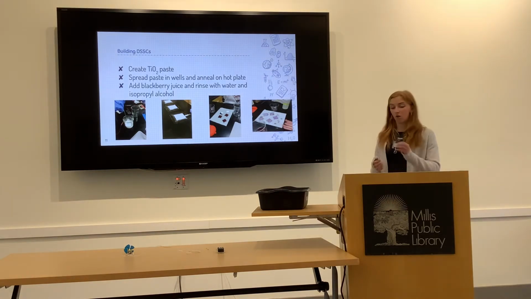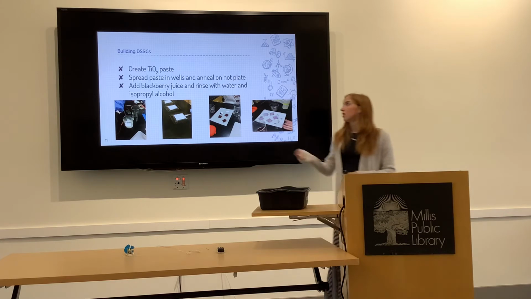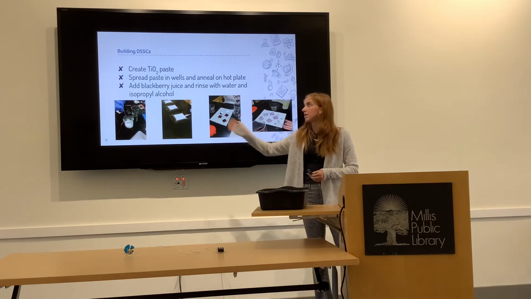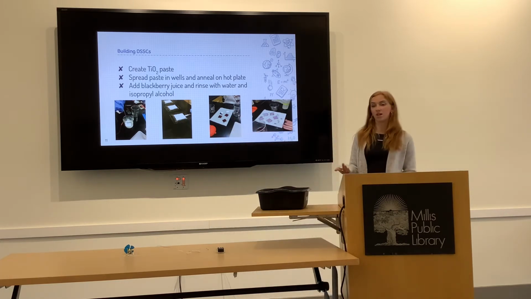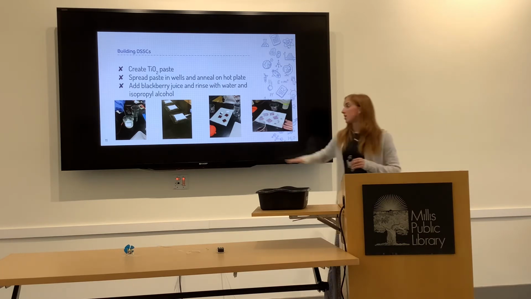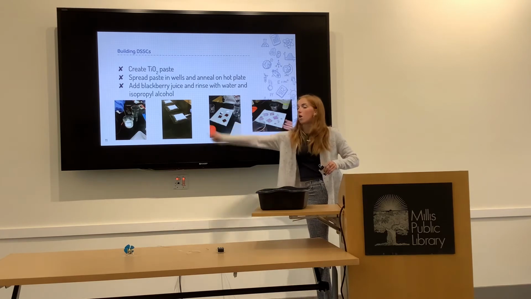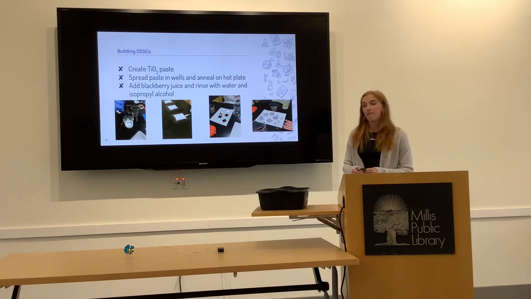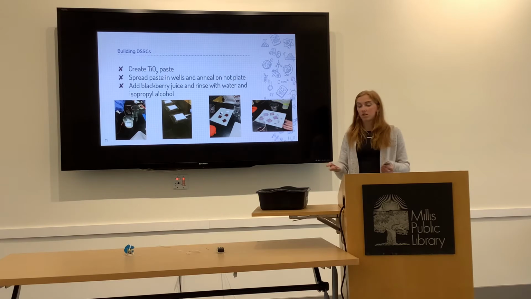I started building all of my solar cells, which you can see here. I first started by creating the titanium dioxide paste. This was just combining titanium dioxide powder and vinegar. I then spread the paste in wells I made with Scotch tape on the conductive side of one of these pieces of glass. I spread it throughout the well with a stirring rod, which you can see in that image there, and then annealed them on a hot plate, which basically just melts the titanium together and makes it strong enough to function in the cell.